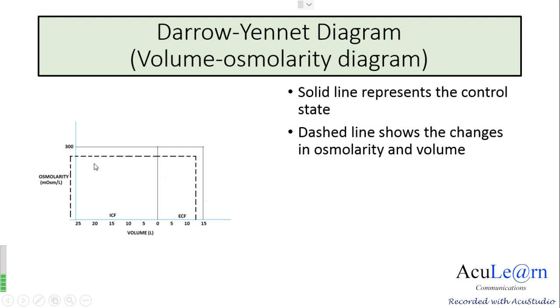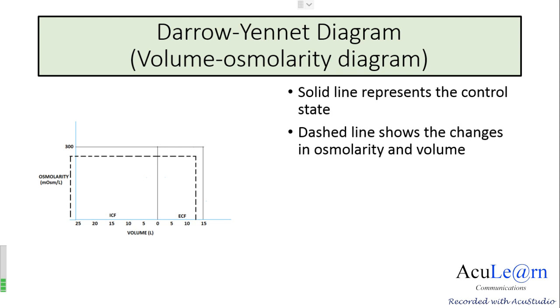If the dashed line cuts the y-axis and is inside the solid line, then it denotes a decrease in the osmolarity. So if you look at this diagram, it shows that the ECF volume is decreased, the osmolarity of both the compartments is decreased, whereas the ICF volume is increased. So this is just giving you an idea about how to interpret the volume osmolarity diagram or the Darrow-Yannet diagram.